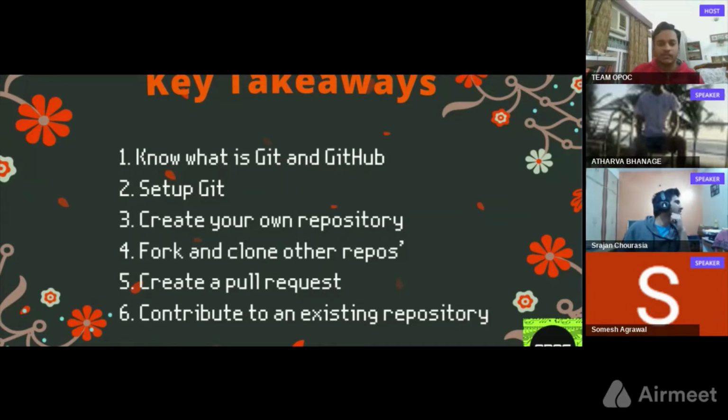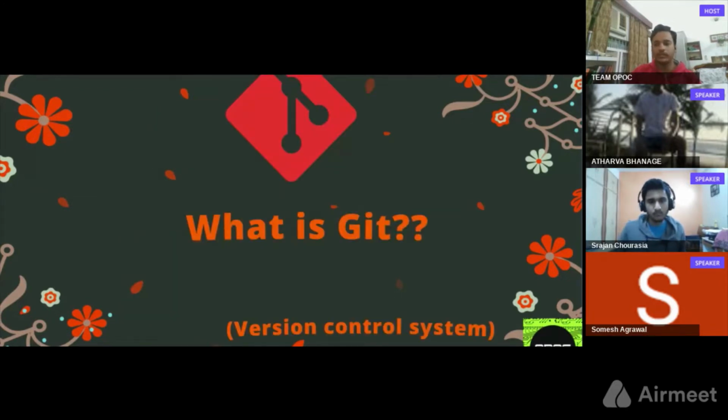Key takeaways. After the session, you will know what Git and GitHub are. You will know how to set up Git, create your repository, fork and clone. Fork is used when you want to contribute to open source, or to your friend's repository or some other developer's repository. Then create a pull request, which is also included in that. Then contribute to an existing repository. We will make you make some changes in a repository created on our OPOC GitHub account.